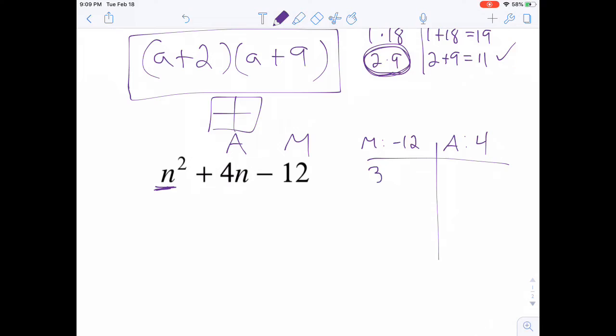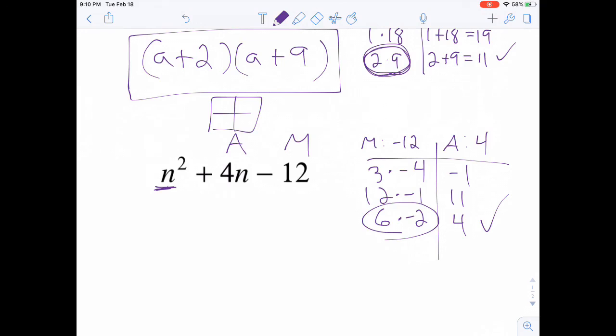So think of 3 times negative 4. That certainly gives us negative 12, but if I add it together, I get negative 1. That's not it. 12 times negative 1. Now, I'm just doing this to show you guys some different scenarios here. However, if you did find it on the first try, you're done there. 6 times negative 2. 6 plus negative 2 is equal to 4. Ding, ding, there's my choice. So those are my two factors.